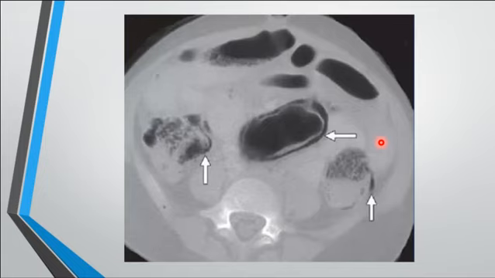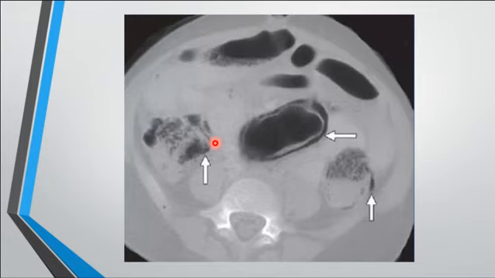Pneumatosis intestinalis. It is gas within the bowel wall. You can see this is the bowel wall, and this is the mucosa here, and in the submucosa there are gas bubbles here and here and here. So it is pneumatosis intestinalis. Where do you see that?